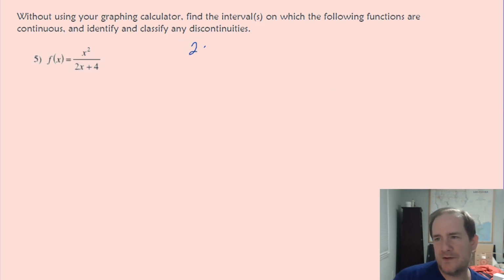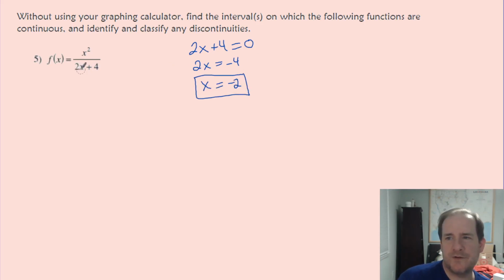If you can't, then just literally grab the whole denominator, set it equal to 0, and then solve algebraically. You get 2x equals, subtract 4, so -4. You divide, and there's your -2. This is how I know that -2 is the 0 of the denominator. So -2 is going to be for us a discontinuity.